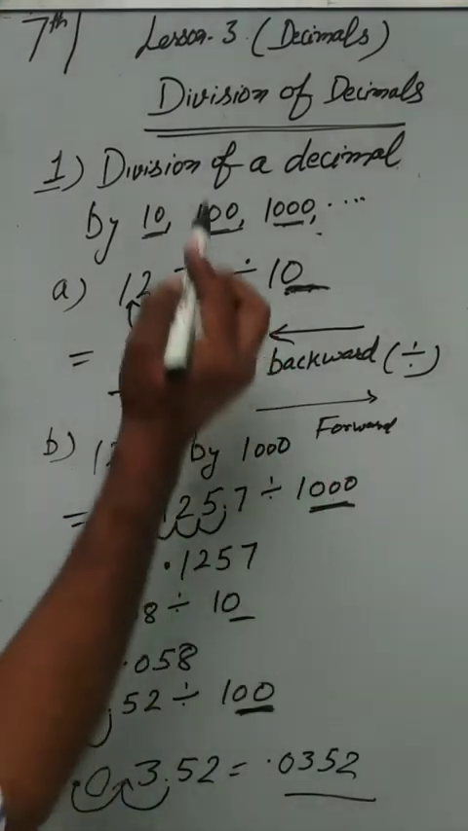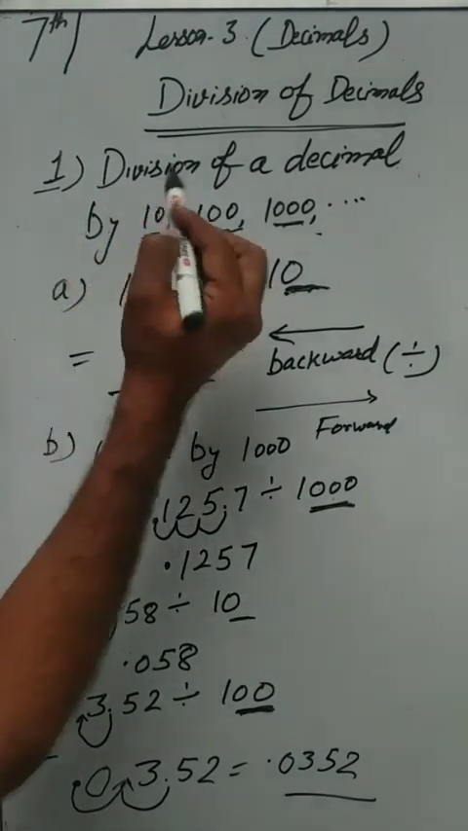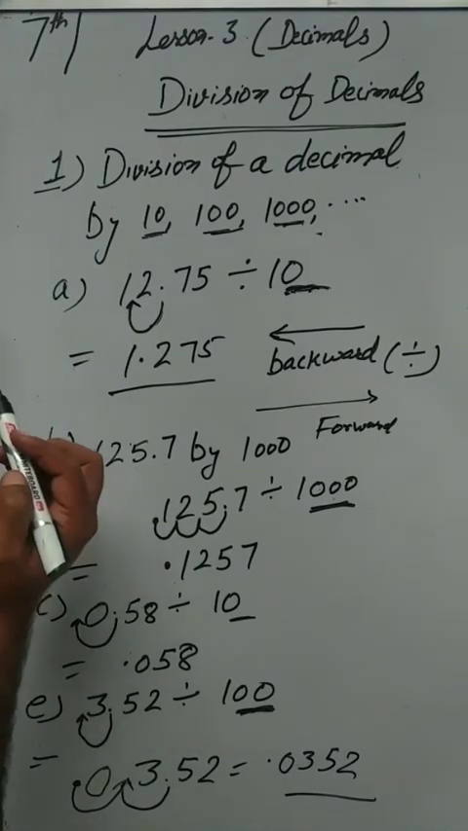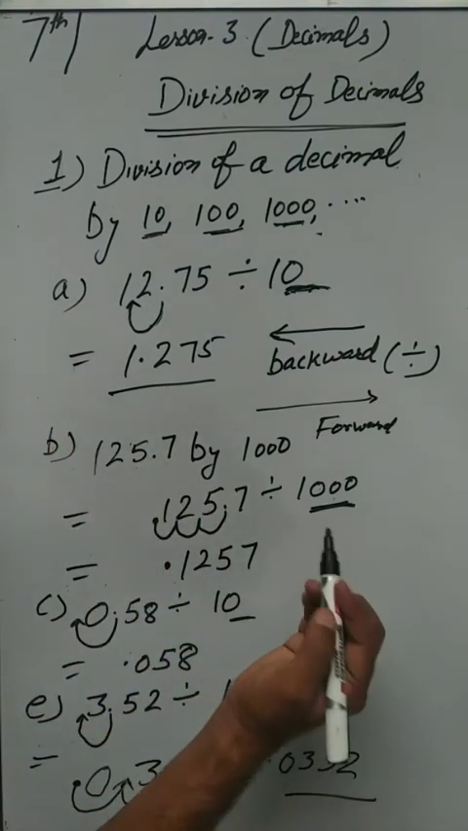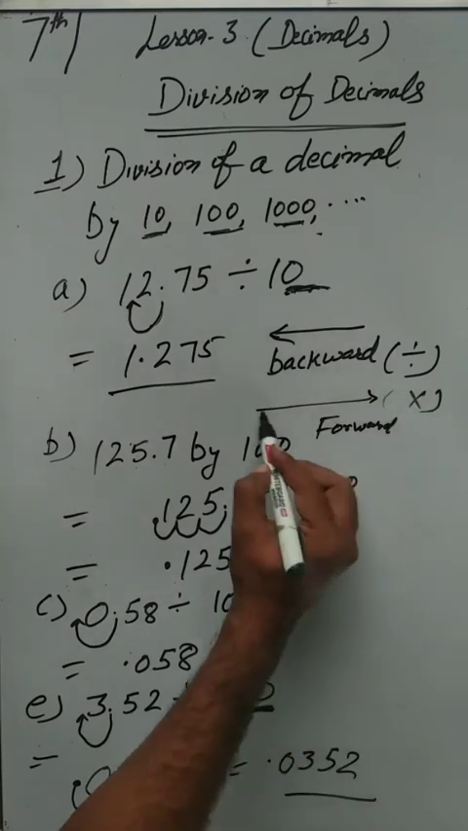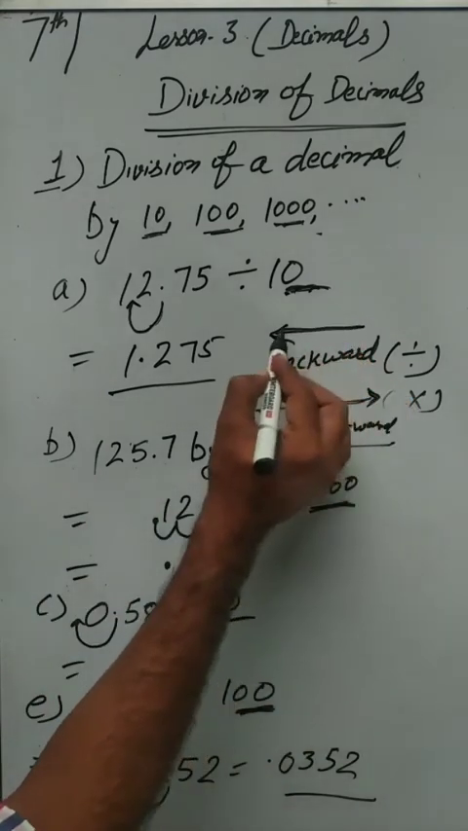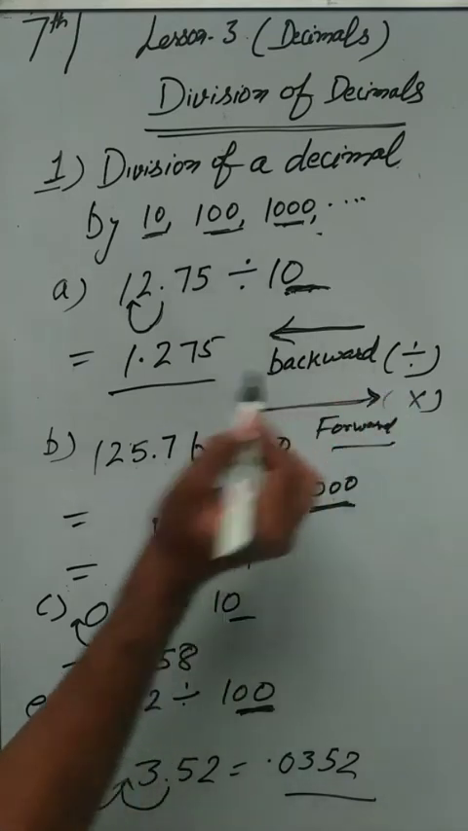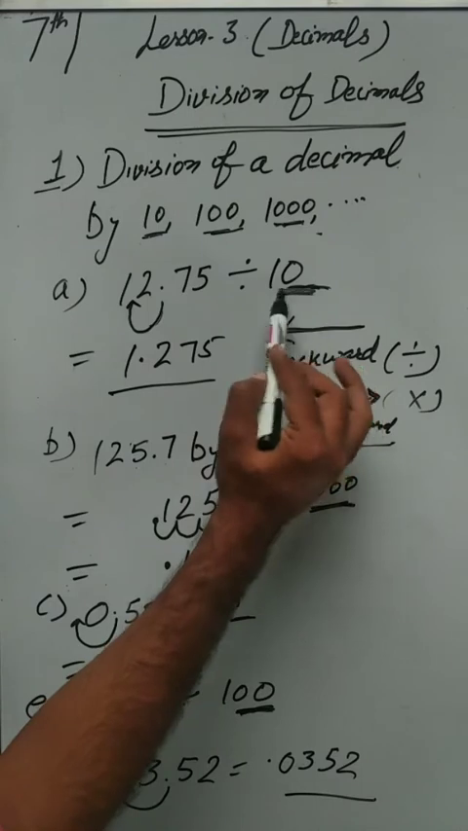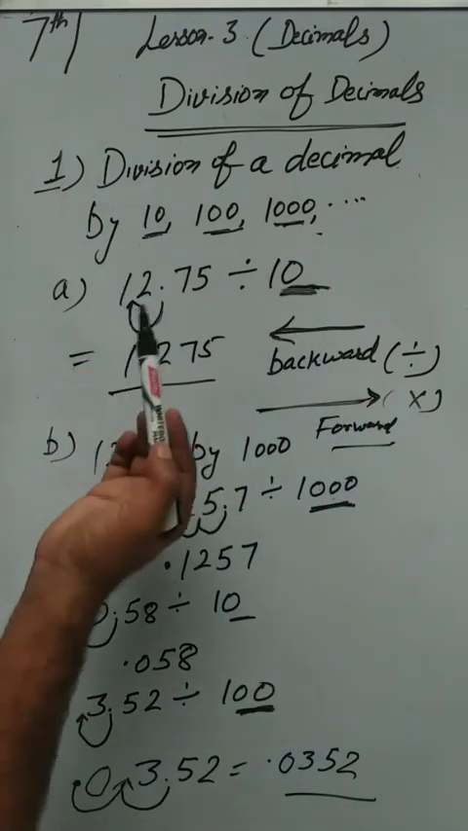It means division of decimals is the converse of multiplication of decimals. In multiplication, the point moves in the forward direction, but division is the converse. The point will move in the backward direction. Count the number of zeros, and by that many positions the point will move toward the left.